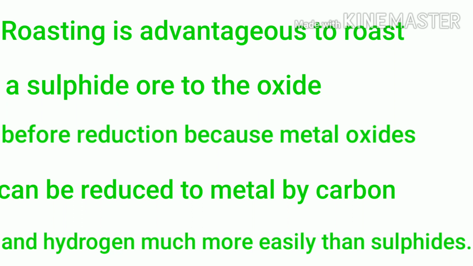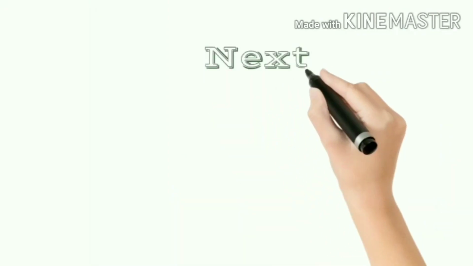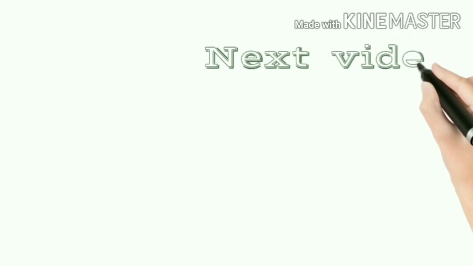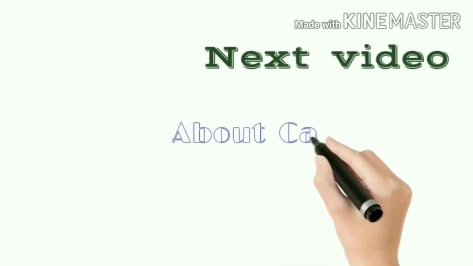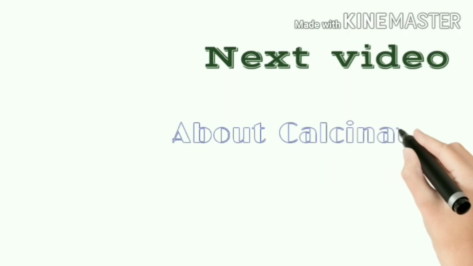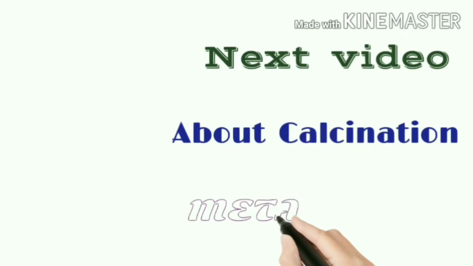Next, in roasting, why are we doing the conversion of ore into metal oxide? Because metal oxides can be reduced to the metal by even carbon and hydrogen more easily than the metal sulfides. So I hope you understand this about roasting.